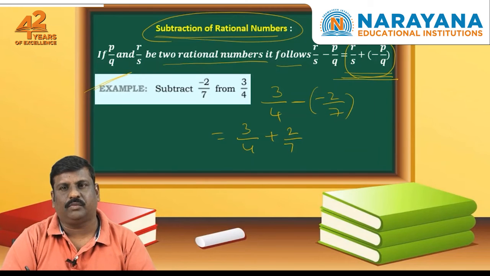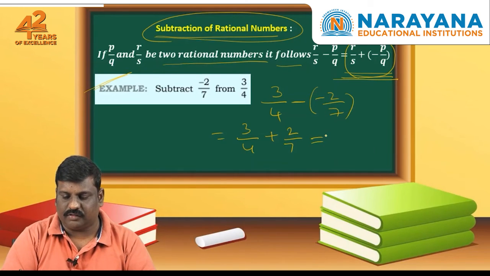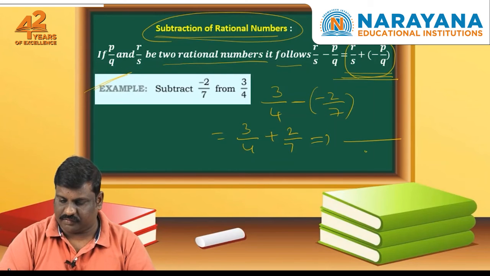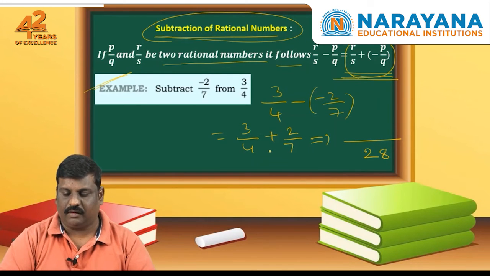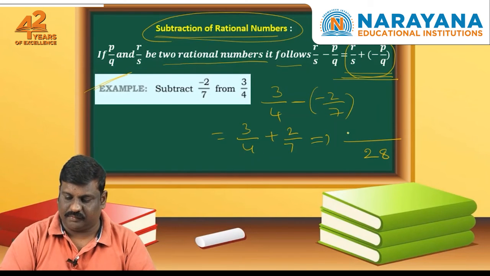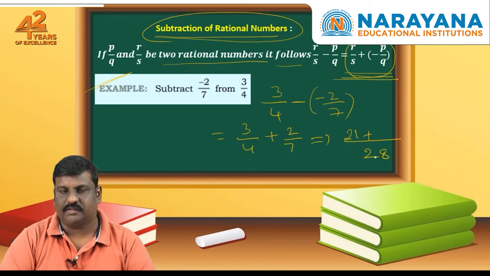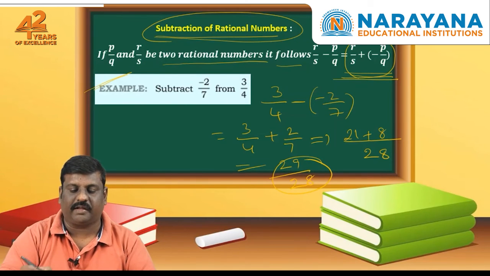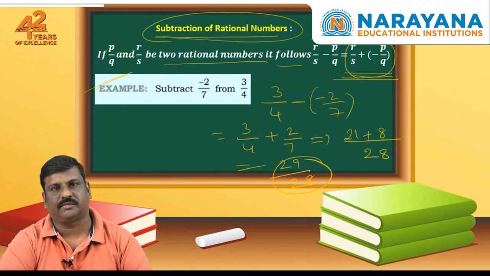Now 4 and 7 are both different rational numbers with different denominators. So that's why we take the LCM. 4 and 7 are co-prime numbers, so directly do multiplication. 4 7s are 28. Now 4 into 28 is 7 times, 7 3s are 21, plus 7 into 28 is 4 times, 4 2s are 8. So it comes as now 28 plus 1 is 29 upon 28. This is the subtraction of the given 2 rational numbers, right?